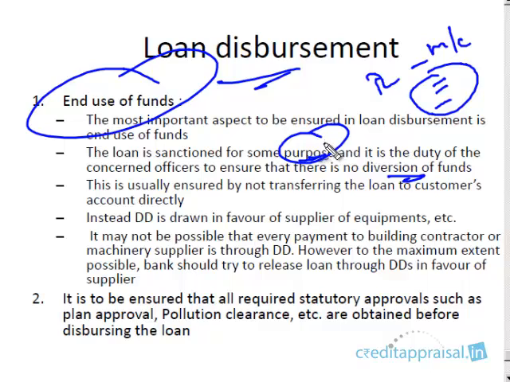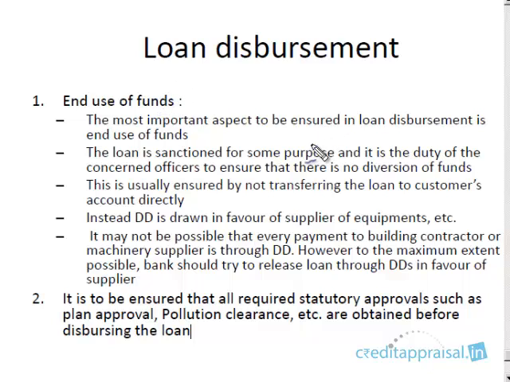This company might have a group firm. The funds sanctioned for this company should not be diverted to the other firm, nor should the promoter invest these funds in some real estate not related to this project, or in the share market. So you have to ensure the end use of funds. This is a term that bankers usually use in banking parlance. What is end use of funds? The purpose for which the loan was sanctioned has to be adhered to.